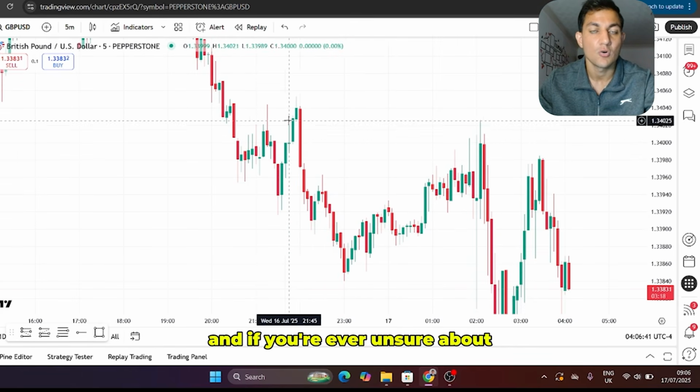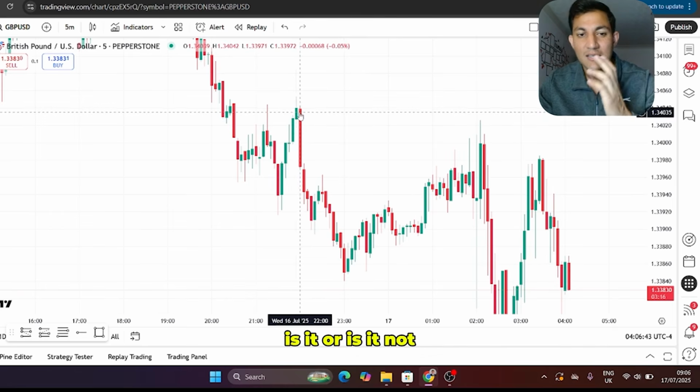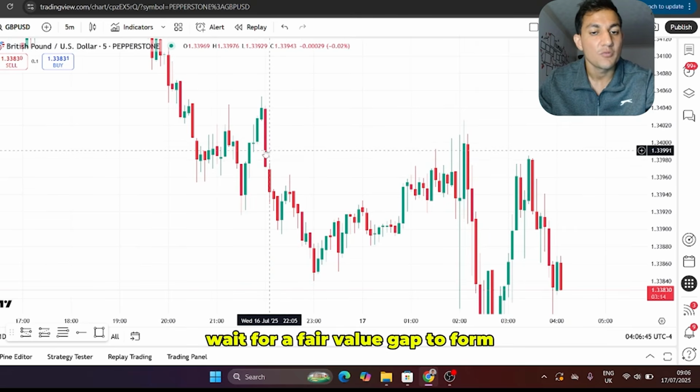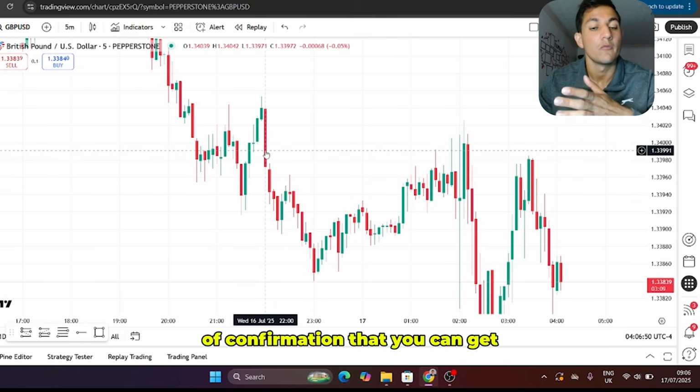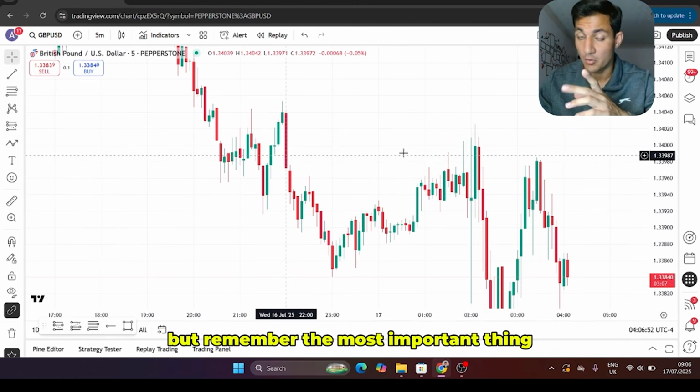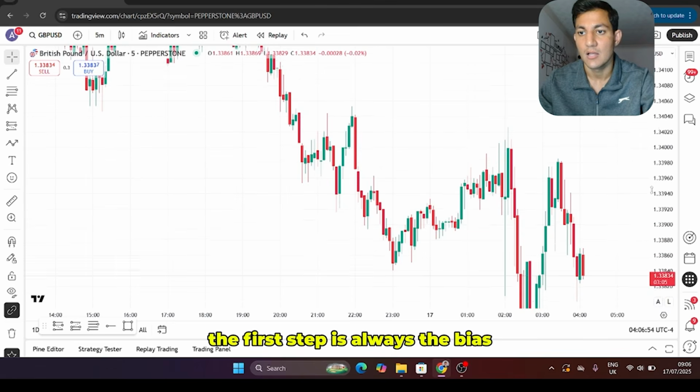And if you're ever unsure whether this is a sweep or not, wait for a fair value gap to form in the opposite direction, because that is the highest form of confirmation that you can get. But remember, the most important thing, the first step, is always the bias.